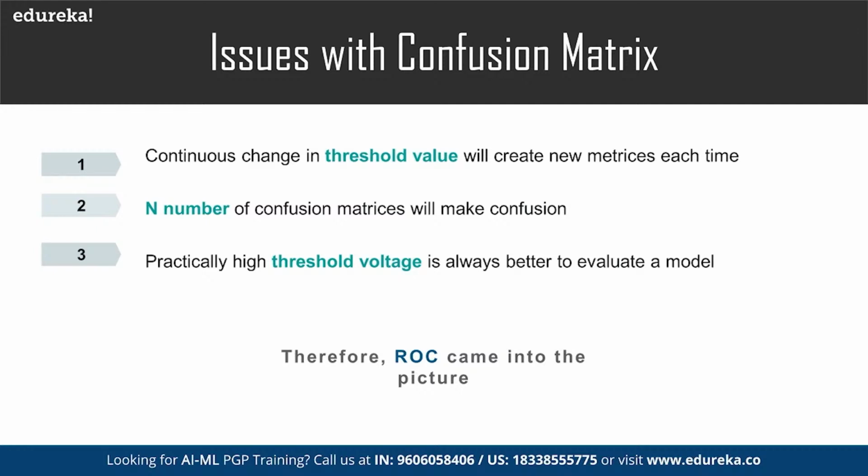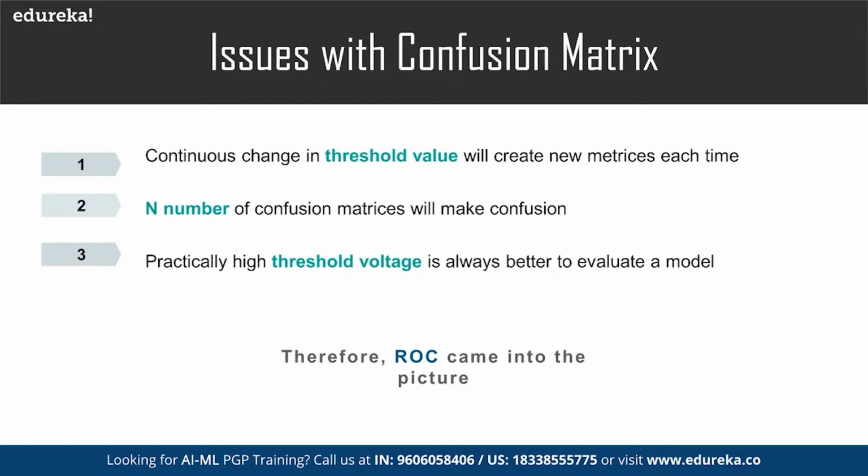I told you already, the threshold value falls between 0 and 1, and typically in industry they choose 0.5 as the default threshold value. Coming to the confusion matrix, continuously changing the threshold value creates new metrics each time. This is quite challenging, and that is why the confusion matrix fails, I would say. When we do not have such a scenario in place, we do not worry about it, and we go on to use the confusion matrix.